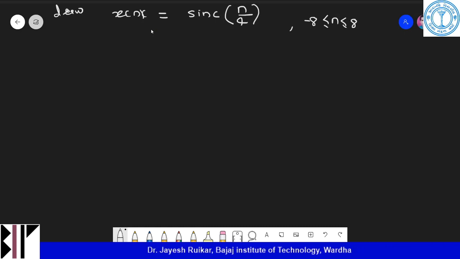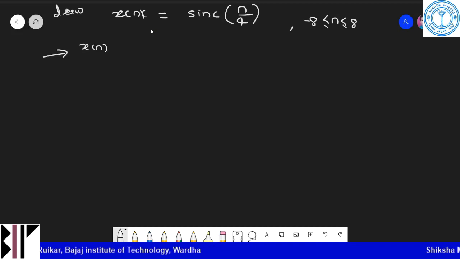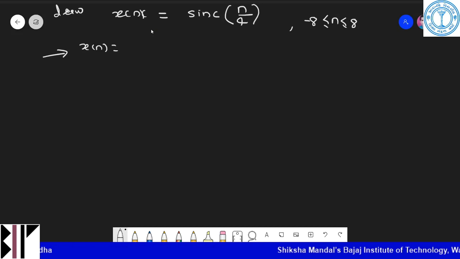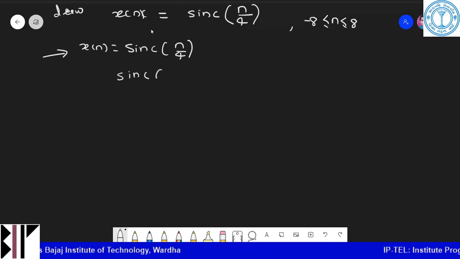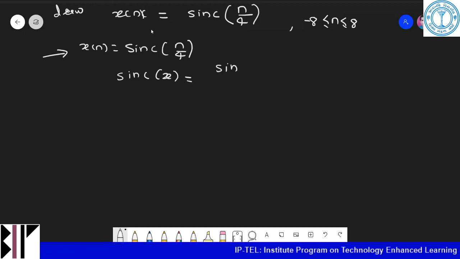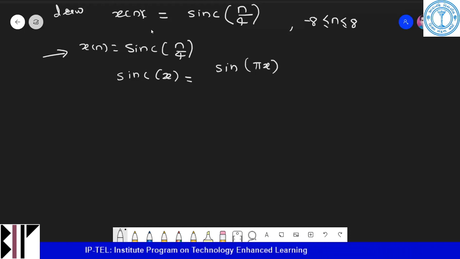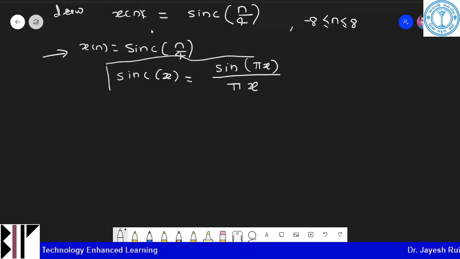We know the sinc function. So x of n, let us solve it. x of n is equal to sinc of n by 4. So you know the sinc function. We have a sinc of x. Sinc of x is nothing but sine of pi x divided by pi x. This is the basic, or you can say standard, definition of the sinc function.